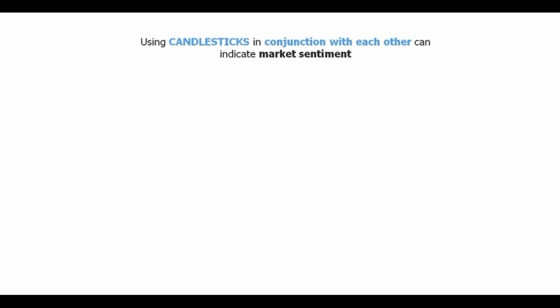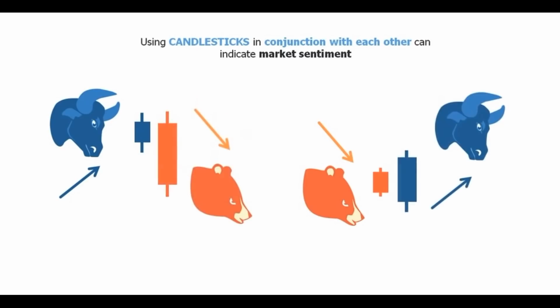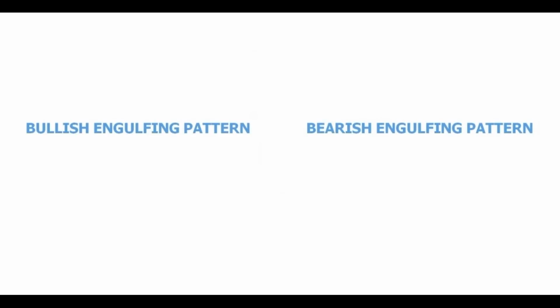Using candlesticks in conjunction with each other can indicate market sentiment by highlighting a shift in power between the buyers and the sellers. Candlestick patterns can therefore provide signals such as a reversal of price action. An engulfing pattern is a strong reversal signal made up of 2 candlesticks. There are 2 types of engulfing patterns, a bearish engulfing pattern and a bullish engulfing pattern.